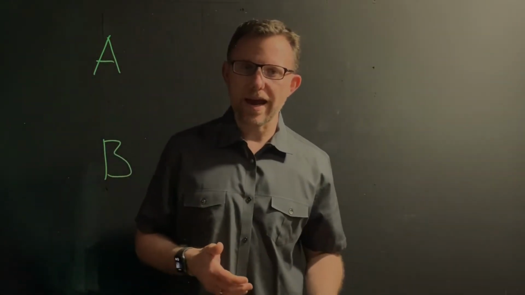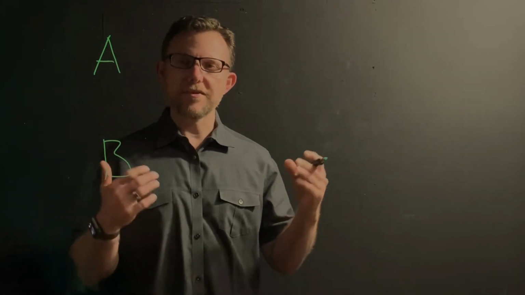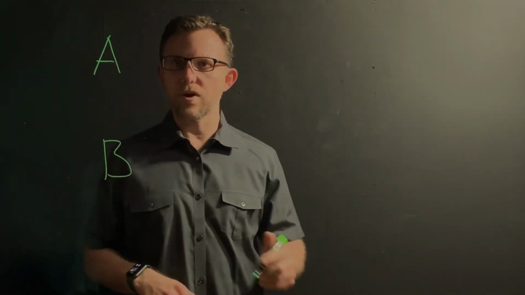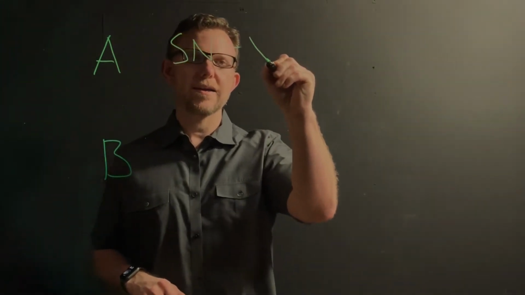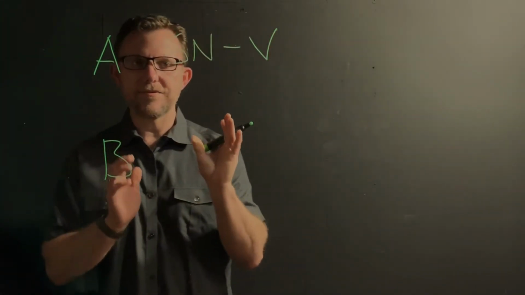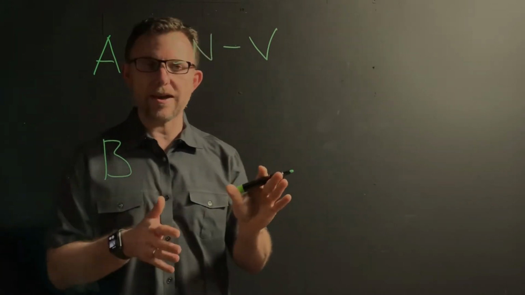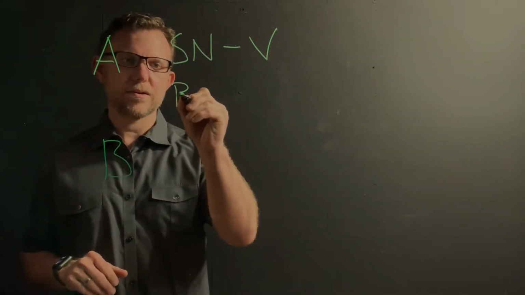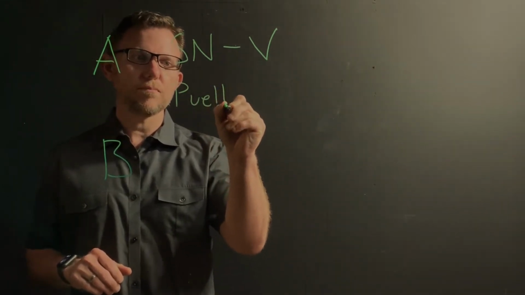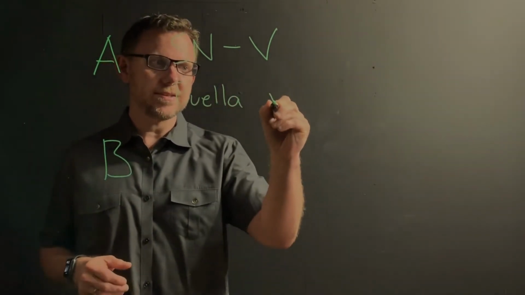Now, sentence pattern A is just a simple combination of a subject noun and a verb. So, subject noun followed by a verb. This is a very, very common sentence pattern in Latin. So, you might have something like, the girl, puella, sees.